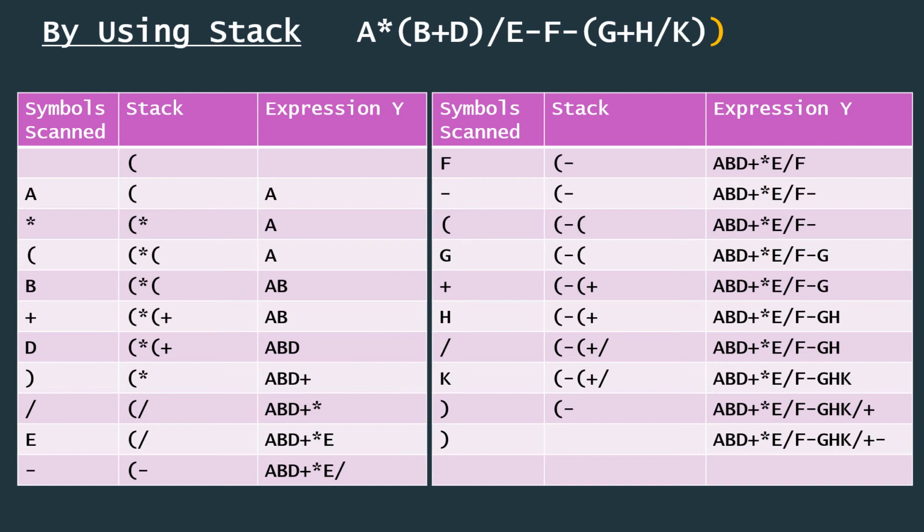Now K will go to the expression part, then the right parenthesis will come, then the operators to be popped from the stack are division and plus. Those two will be popped and go to the expression. Now the next right parenthesis, then the minus operator will be popped and will go to the expression. I can see the postfix expression is like this: ABD plus into E division F minus GHK division plus minus.